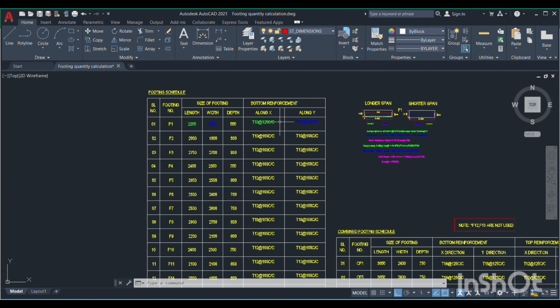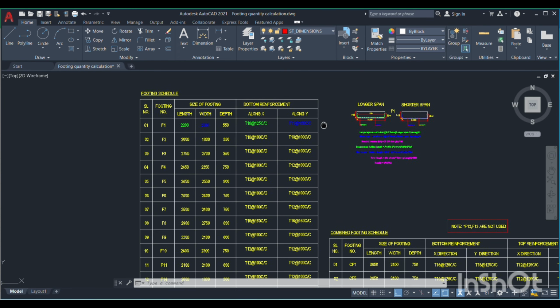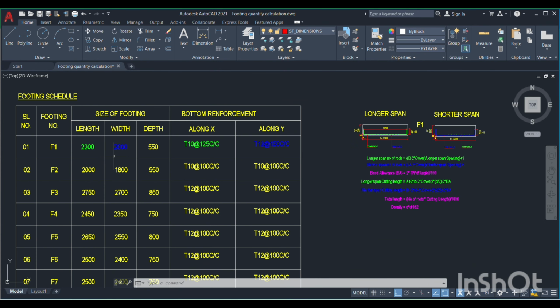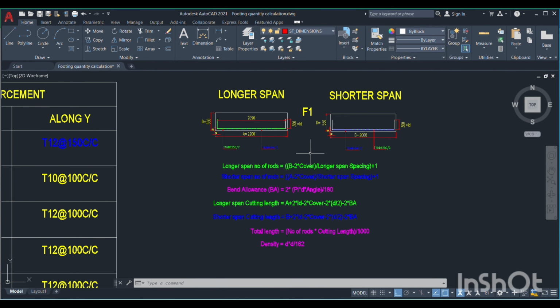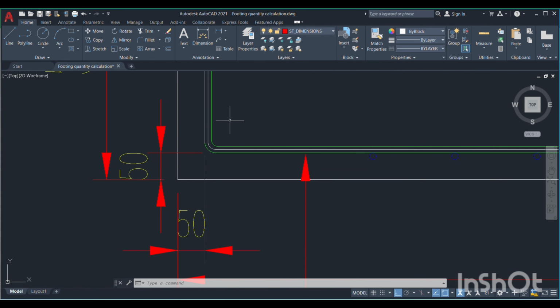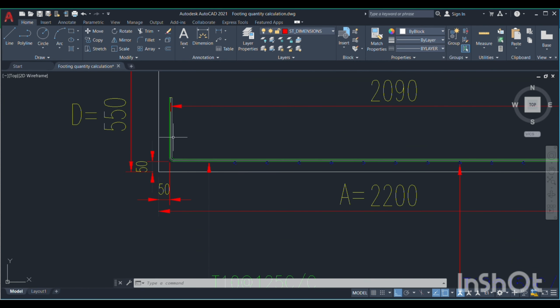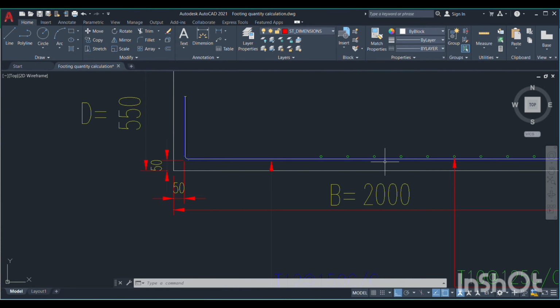So I am taking one example of isolated footing F1. What is the size, and along with the color code I have prepared one section drawing along the longer span and shorter span, and how the reinforcement is placed over here, where the longer span rods and where the shorter span rods are. Everything I have explained over here.